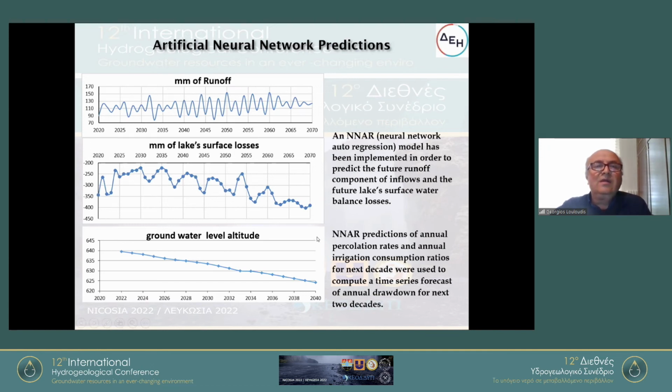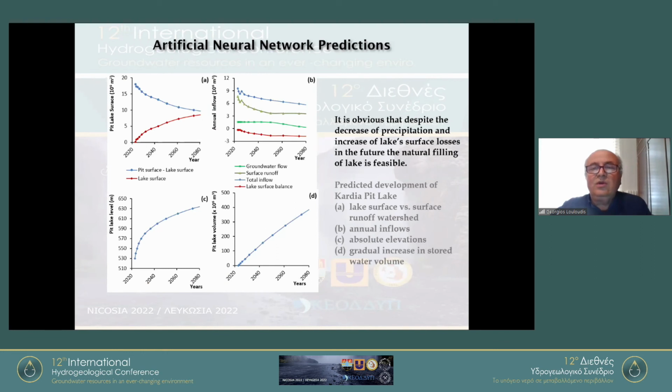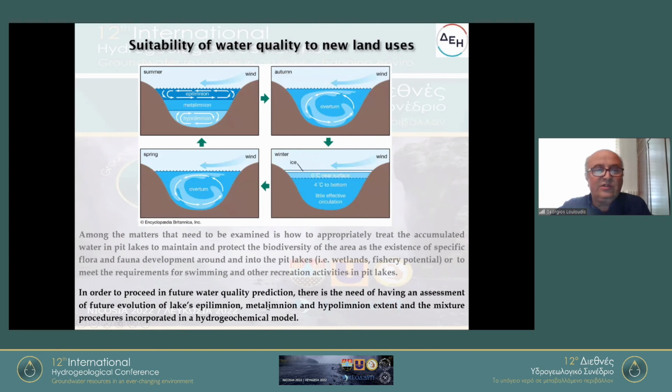Thanks. Lake evolution at different years, and it's obvious the groundwater of the open pit sample quality is good to permissible for irrigation purposes. In order to proceed in future water quality prediction, there is a need of having an assessment of future evolution of the lake's epilimnion, metalimnion, and hypolimnion.